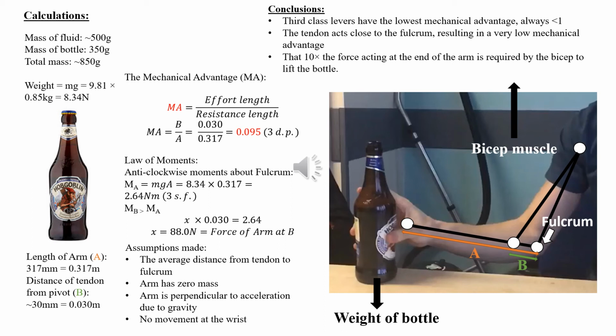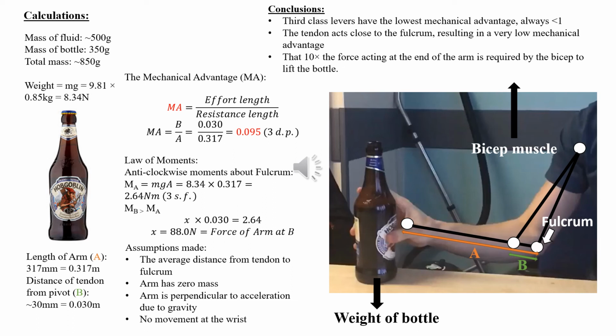In reality, this system is much more complicated and therefore multiple assumptions were made, such as the far arm having no mass, the arm being perpendicular to the acceleration due to gravity, that there was no movement to the wrist, and that the average distance from the tendon to the fulcrum was 30 mm.